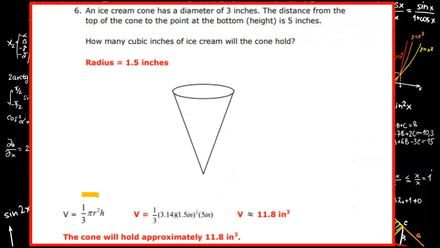All right, our formula is 1/3 times pi times radius squared times height. So 1/3 times 3.14 or pi times our radius is 1.5. Be very careful, read very carefully. If they give you the diameter, you have to find the radius. And then times our height of 5, our answer is 11.8 cubic inches.